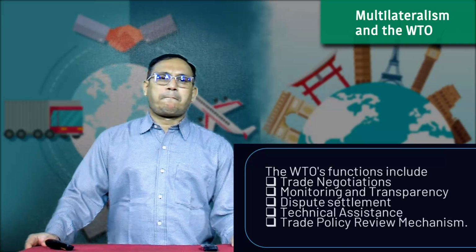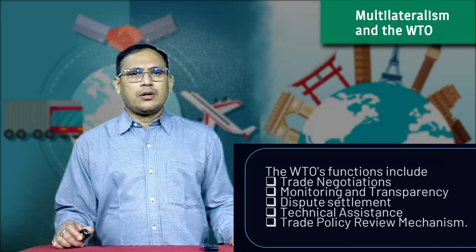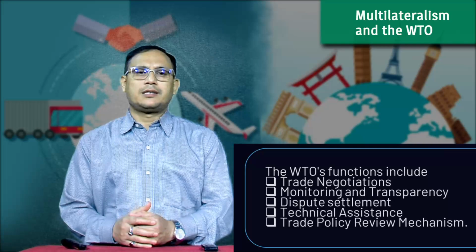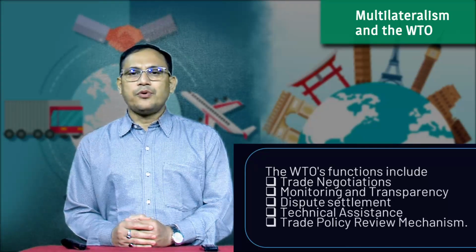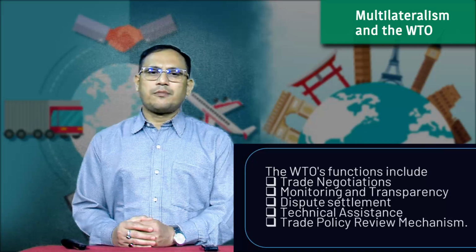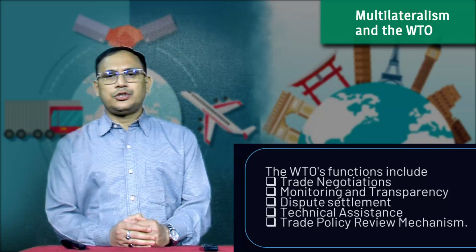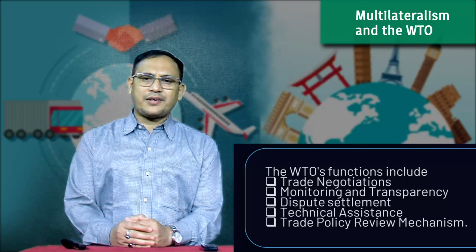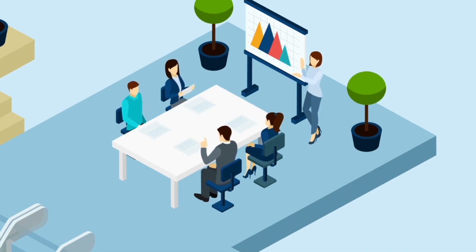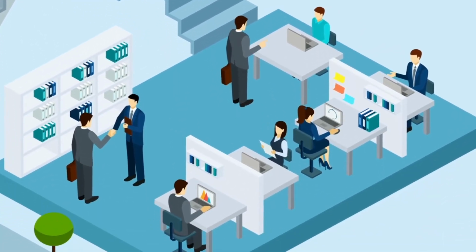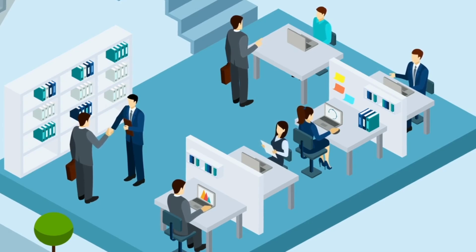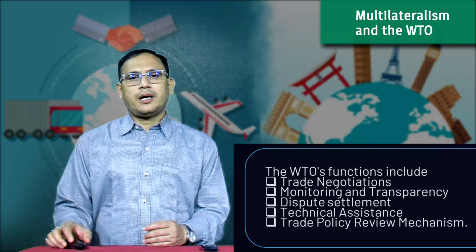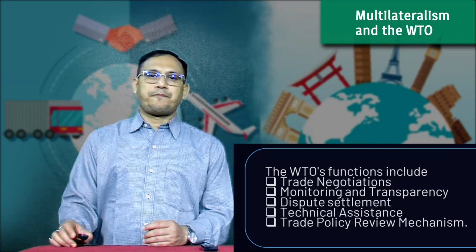Another important function of World Trade Organization that ultimately leads to growth of multilateralism is the trade policy review mechanism. So this mechanism of World Trade Organization ensures that the member countries adhere to, or maintain their commitment and also maintain transparent trade policies. It helps the World Trade Organization to monitor the impact of member policies on the international trading system.